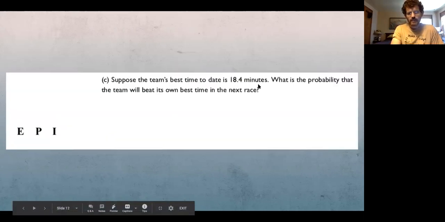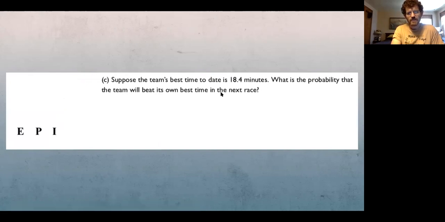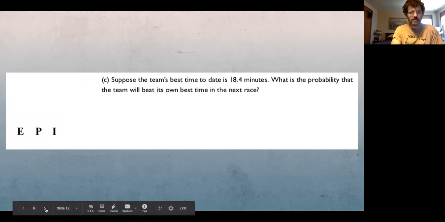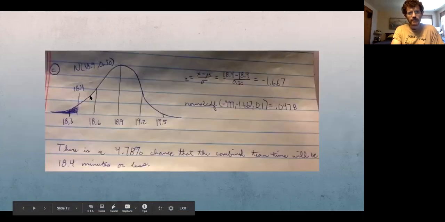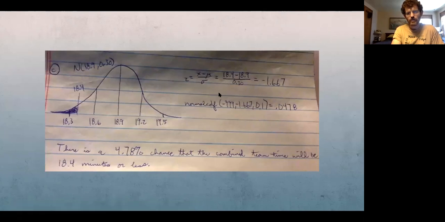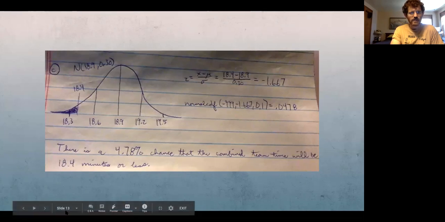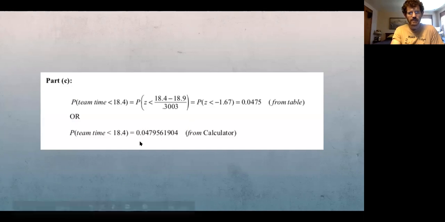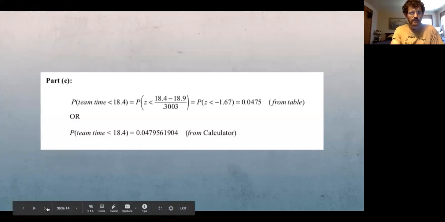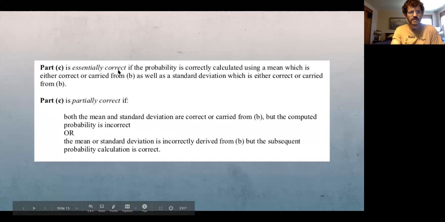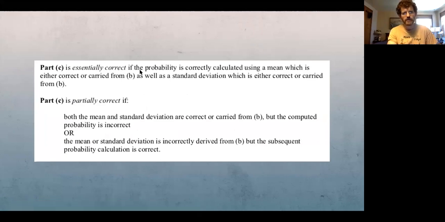Now the next says, what's the probability that the team will beat its own best time in the next race? 18.4. What's the probability it's going to beat that? Well, I showed my normal distribution, I showed the z-score and the normal CDF calculation, I gave the 4.78% chance. Let's see what the answer should have looked like. So all they're expecting is the calculation, and it's essentially correct if the probability is correctly calculated using a mean, which is either correct or carried from B. Okay, so I got the right answer. They were only looking for that.